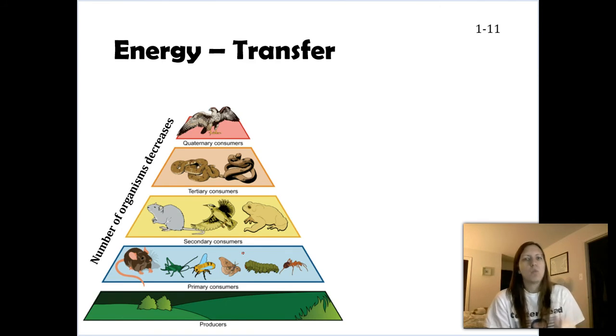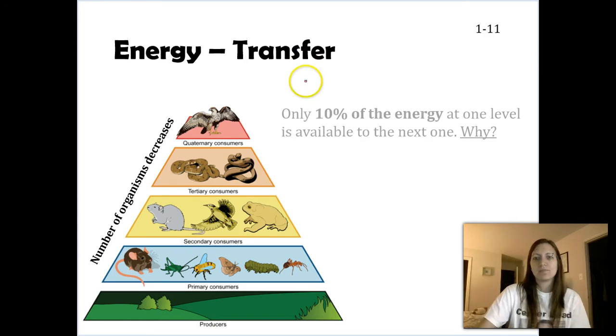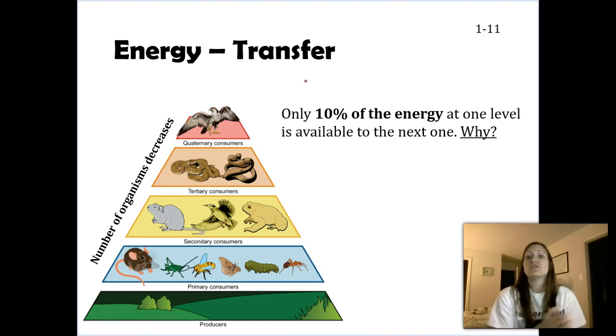Why though? Why don't we have just as many snakes as we do grass? Why don't we have just as many osprey as we do insects? It has to deal with energy. So there is a rule of thumb that only 10% of the energy available in a trophic level is available to the next one.